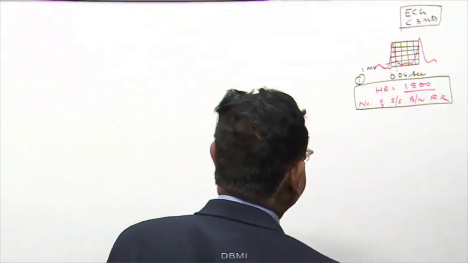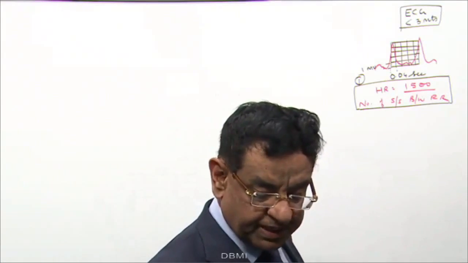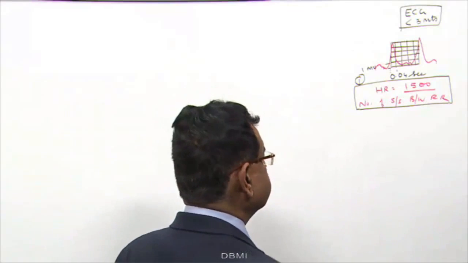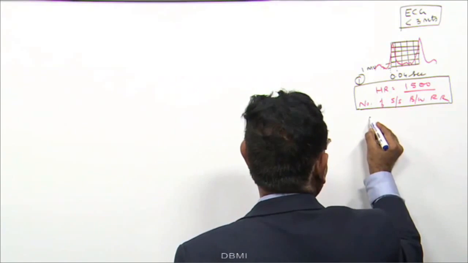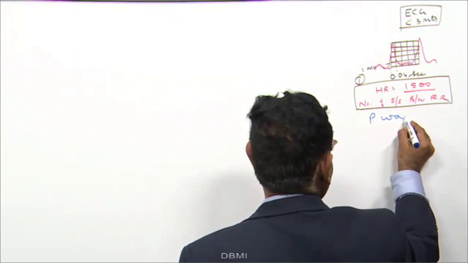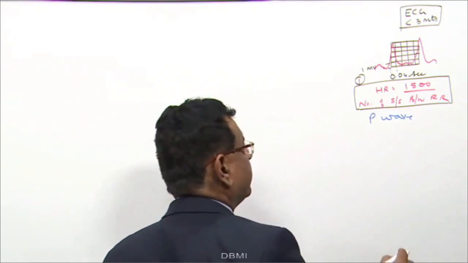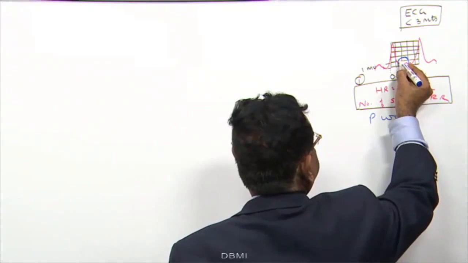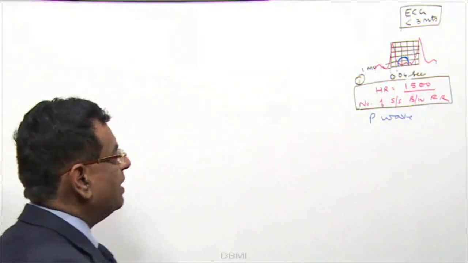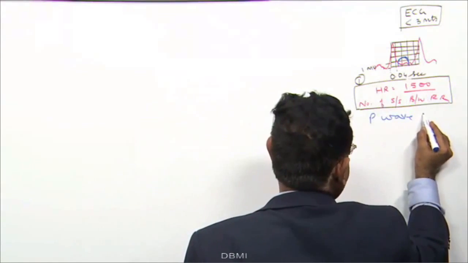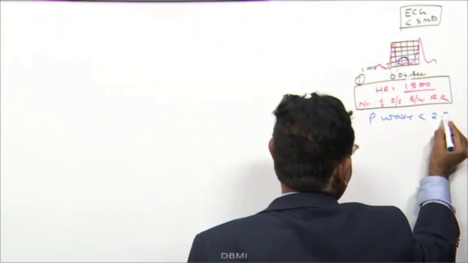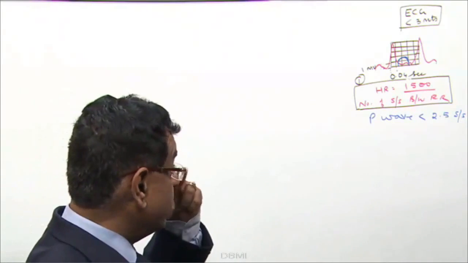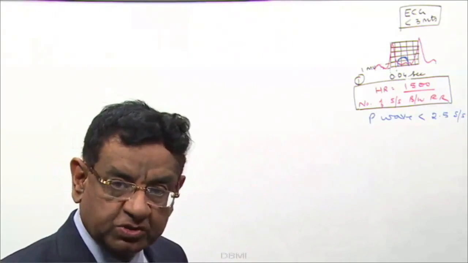Now we move on to P wave. This question came in recent AIIMS exam, May AIIMS exam. The second word is P wave. Normal P wave. Look at screen now. This is the P wave, the blue one. Normal P wave height and width both are less than 2.5 small squares.